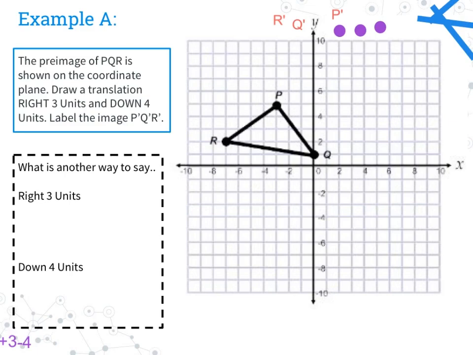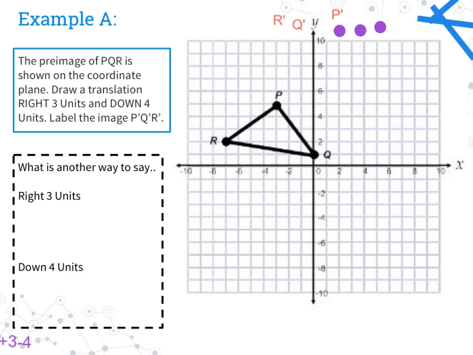In example A, it says the pre-image of PQR is shown on the coordinate plane. Draw a translation, right 3 units and down 4 units, and label that image P prime, Q prime, R prime. So taking a look at my triangle, I know I'm going to translate each one of those points right 3 and down 4. To do that, I'm going to just count using the coordinate plane. Later, we'll talk about a method to do it when we don't have the coordinate plane, but seeing as we have it here, we might as well use it.